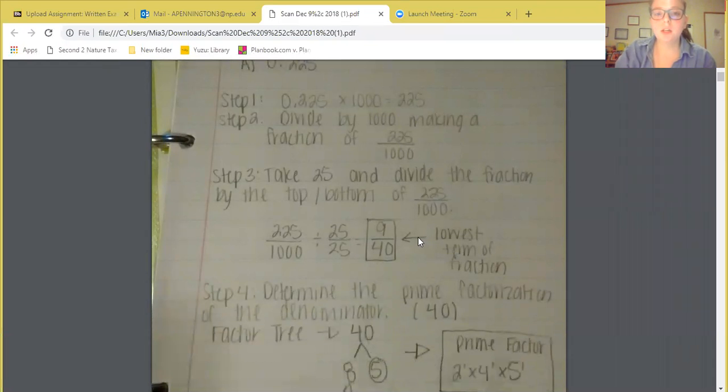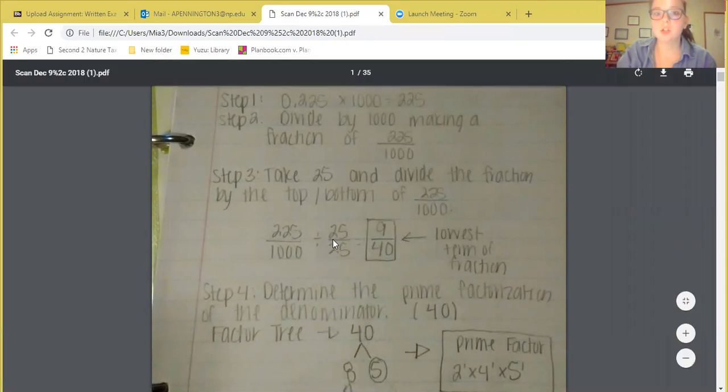So we need to get it in the lowest form of the fraction. So we're going to divide by something that can go into both 225 and 1,000. So we're going to divide by 25. 225 divided by 25 is 9, and 1,000 divided by 25 is 40. And that is the lowest terms it can go into, 9 over 40.